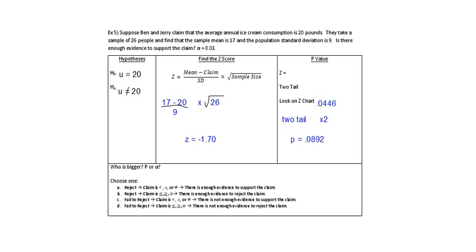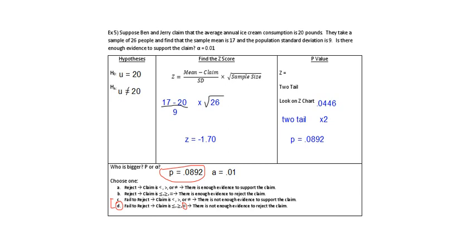Okay, it's time to make a decision. All right. P is equal to 0.0892, and alpha, I told you, is 0.01. Once again, it looks like P is the bigger number. And when P is bigger, that means you're going to fail to reject. Since the claim is an equal sign, it looks like I'm going to choose D for this. There is not enough evidence to reject the claim. All right, very good.